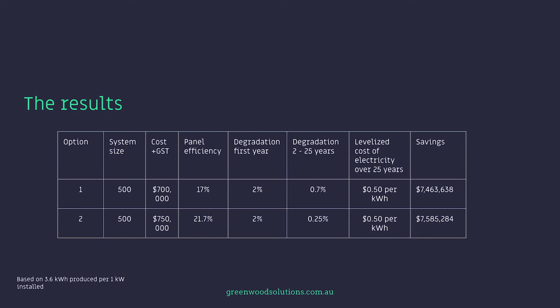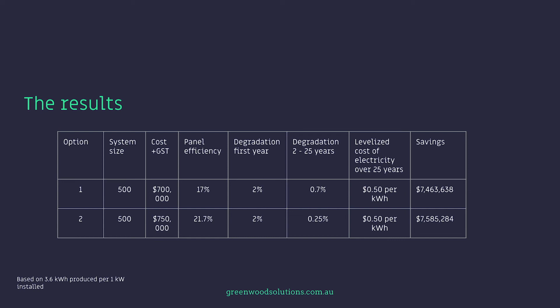As you can see from the table, option 1 and 2 both have a system size of 500 kilowatts, we've established that. The cost difference is $50,000, option 2 costs $50,000 more. It has a higher panel efficiency. The degradation in the first year is the same as option 1, 2%. It's when you get to the degradation in years 2 to 25 that you can see a difference, a considerable difference.